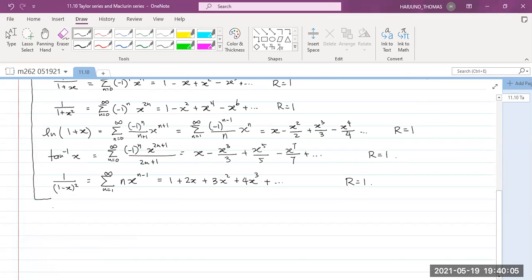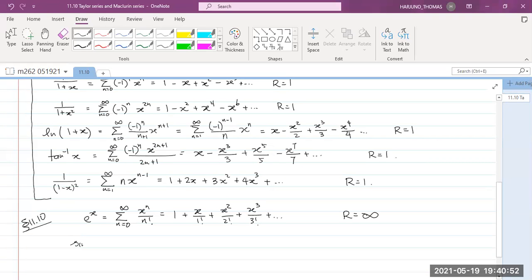Now from 11.10, the power series representations, I should say the Maclaurin series, are first e to the x, which is the summation from 0 to infinity of x to the n over n factorial. When n equals 0, that's 1 plus x over 1 factorial plus x squared over 2 factorial plus x cubed over 3 factorial and on. The nice thing is the radius of convergence is infinity, which means it applies for any x.